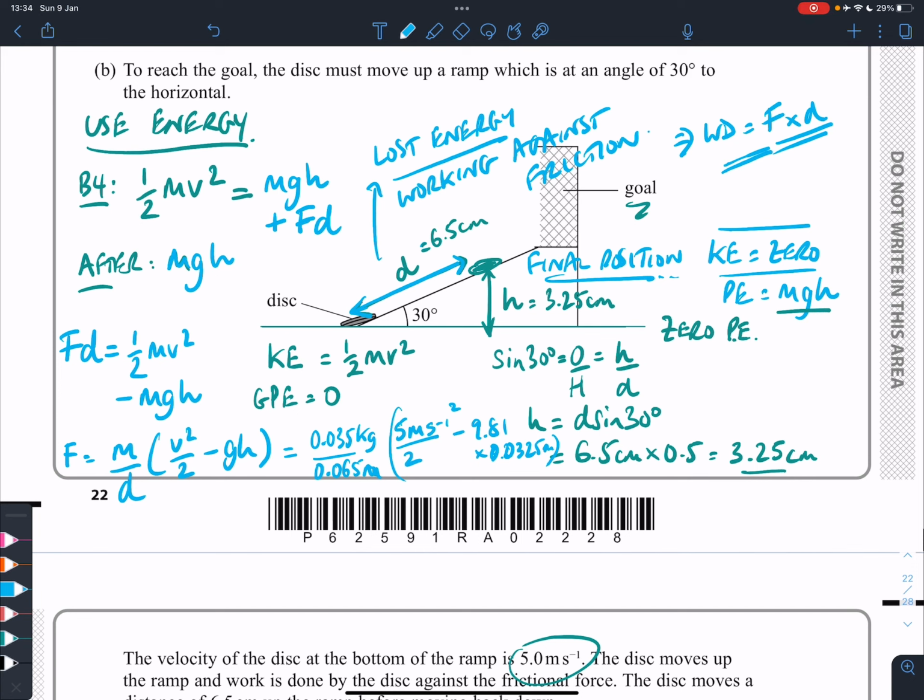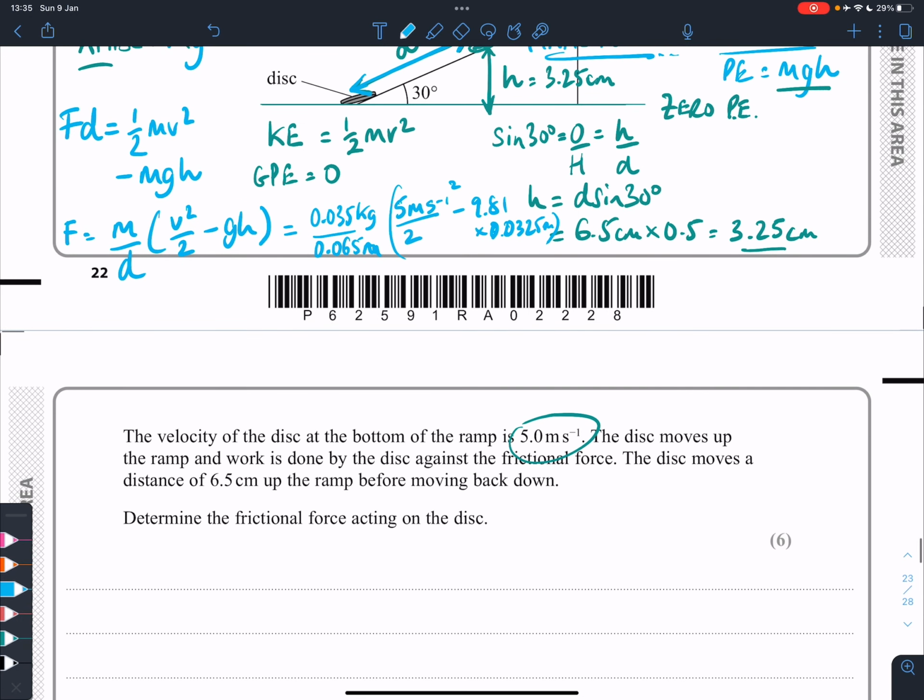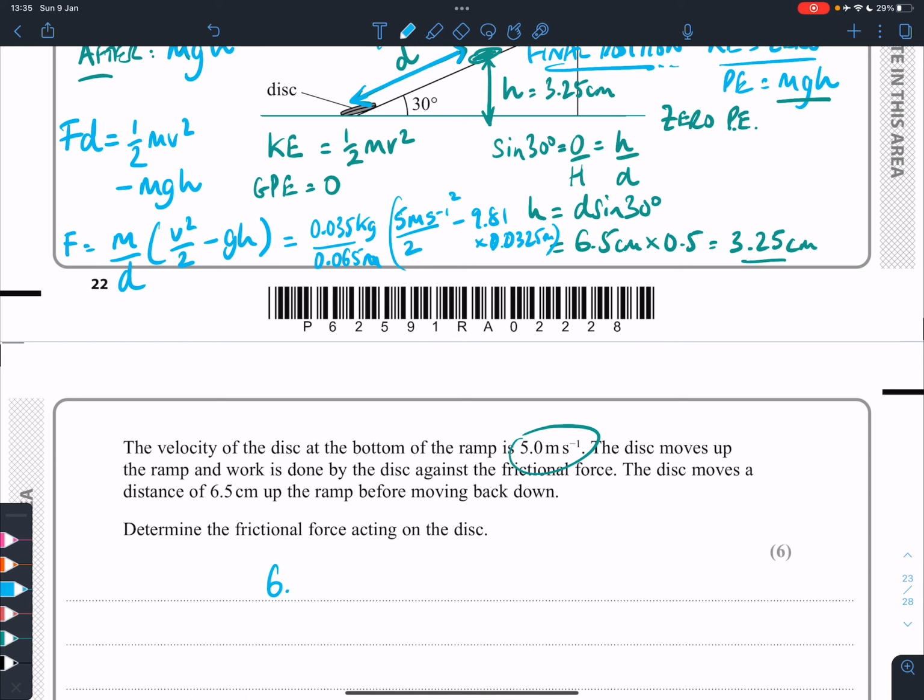It's a bit messy when you put the numbers in, but it's always worth it. It's then much easier. 0.035 divided by 0.065 equals 0.5 times, I'm going to open my brackets, 25 divided by 2, which is 12.5, minus 9.81 times 0.0325 equals, gives us an answer of about 6.56, which is about 6.6 newtons.